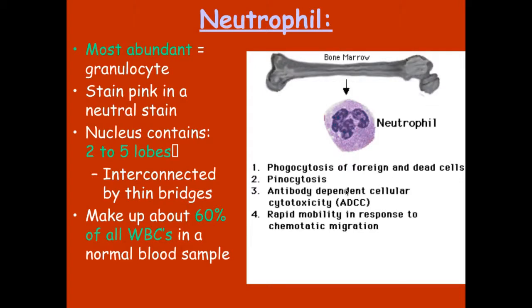Some of the functions of a neutrophil, they can go through phagocytosis of foreign and dead cells. They use pinocytosis, and they have an antibody-dependent cellular cytotoxicity and rapid mobility in response to chemotactic migration.